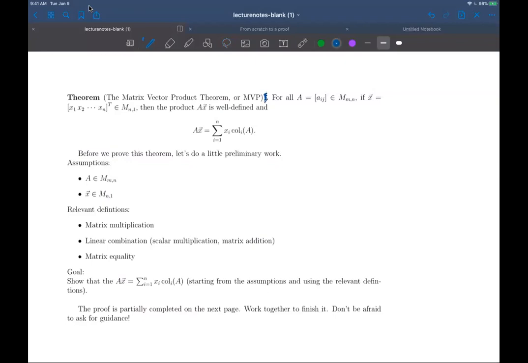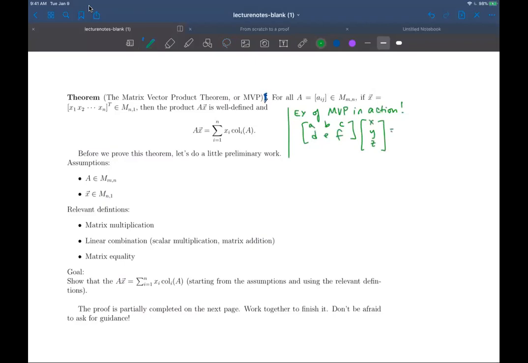Before I prove this theorem, I want to give you a quick little bit of scratch work to show how we actually use it, because I think that helps you understand what we're going for in the proof. So here's a little quick example of the MVP in action. Let's take the matrix A, B, C, D, E, F. I know, very creative. And let's multiply it by the matrix X, Y, Z.